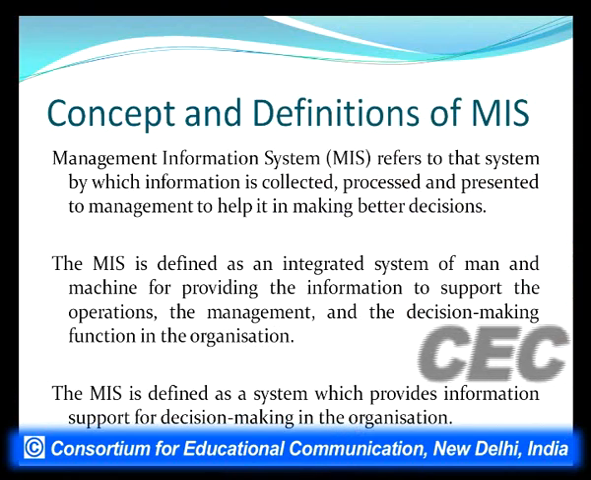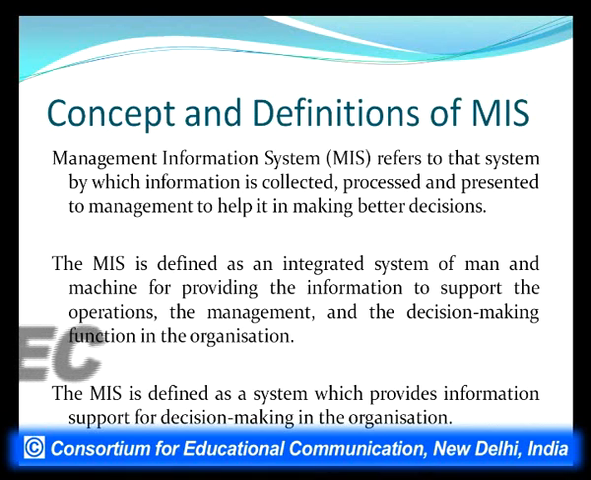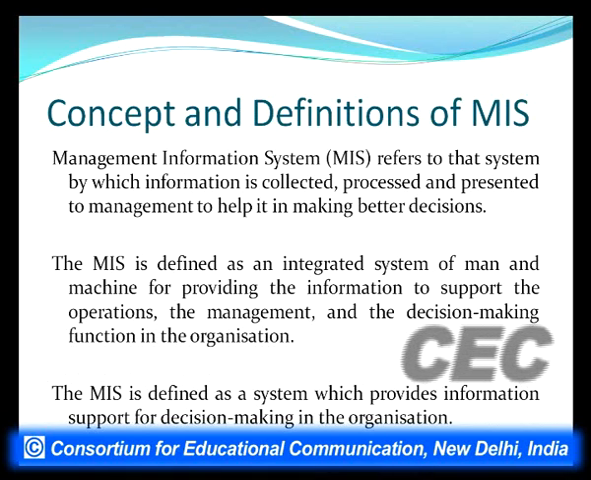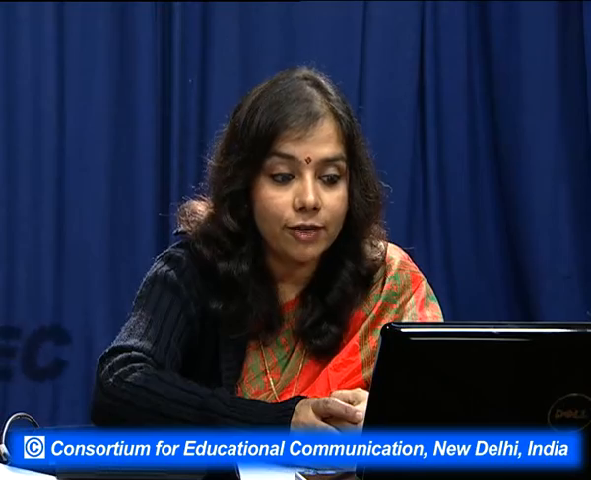Management Information System refers to that system by which information is collected, processed, and presented to management to help it in making better decisions. The MIS is defined as an integrated system of man and machine for providing the information to support the operations, the management, and the decision making function in the management. It is also defined as a system which provides information support for decision making in the organization. It is defined as a system based on the databases of the organization, evolved for the purpose of providing information to the people in the organization. It is also defined as a computer based information system.